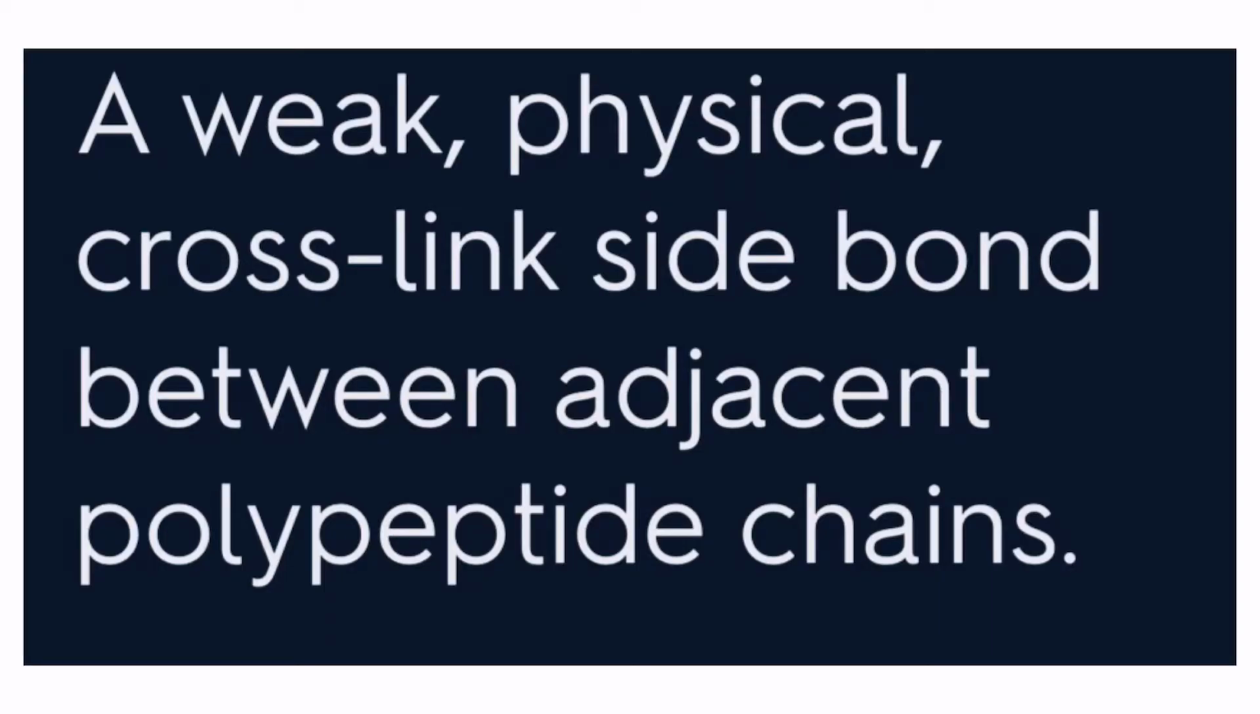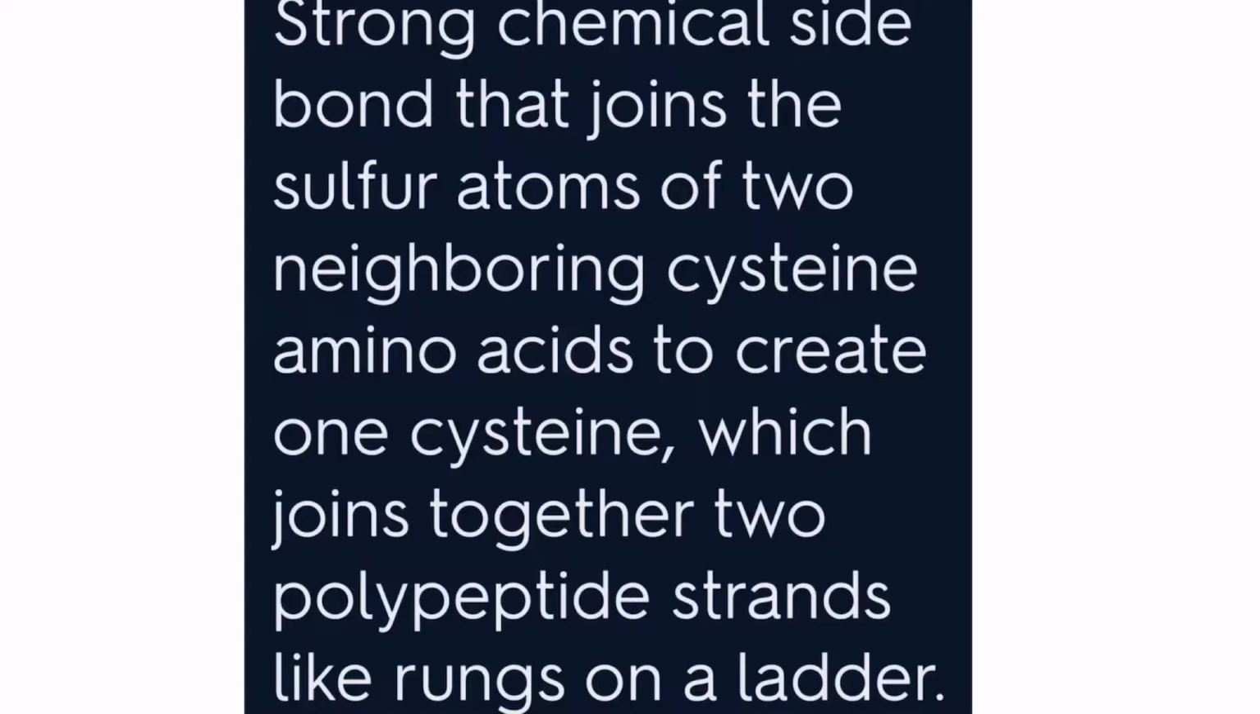Salt bond. A weak physical cross-link side bond between adjacent polypeptide chains. Disulfide bond. Strong chemical side bonds that join the sulfur atoms of two neighboring cysteine amino acids to create one cystine, which joins together two polypeptide strands like rungs on a ladder. So if you envision a ladder, these are the side bonds that hold the ladder together, like the rungs.